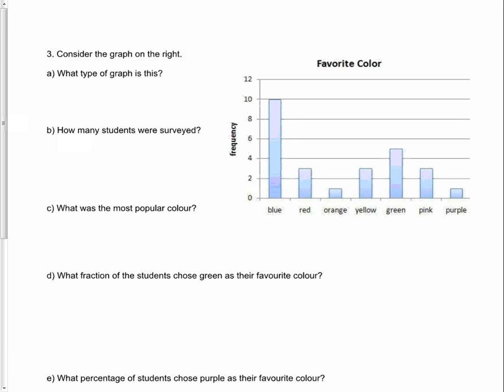So if we consider the graph that's to the right here, dealing with favorite colors, we want to first identify, well, what type of graph is this? Well, we can see that there are bars, so this is actually a bar graph. And specifically, these bars are moving vertically. So this is called a vertical bar graph.